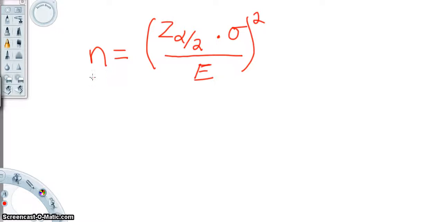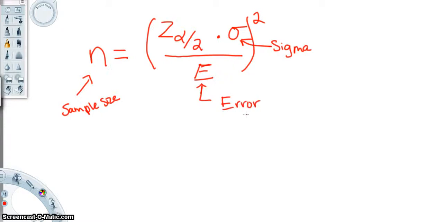So in this case, n is our sample size. What we're looking for. This is going to be a z value. This here, remember, is sigma, which is our standard deviation. And E, this big E is a new term. This big E is going to be our error. So within how close do we want to come? Do I want to come within $5? Do I want to come within 10 people? How big of an error can I possibly have?